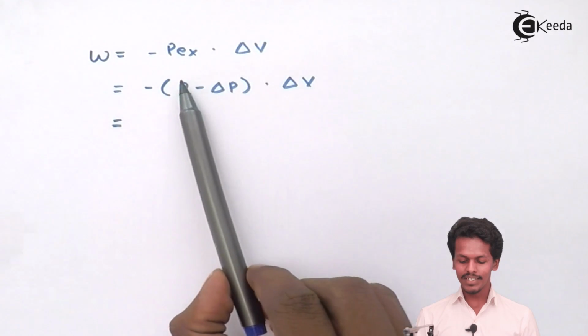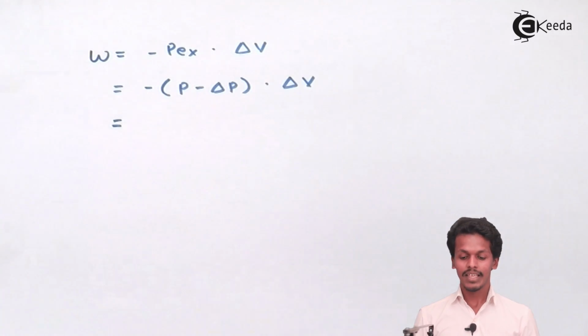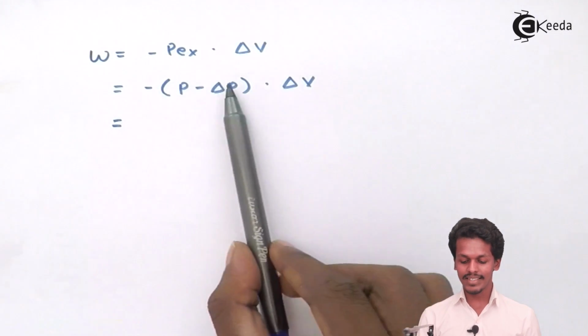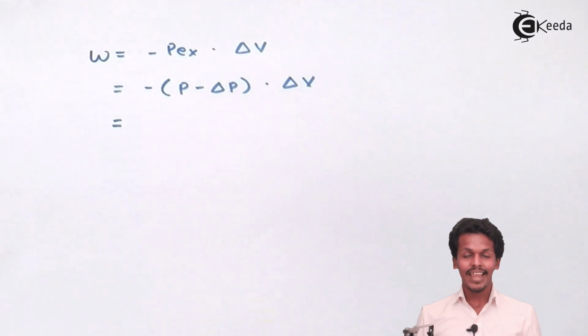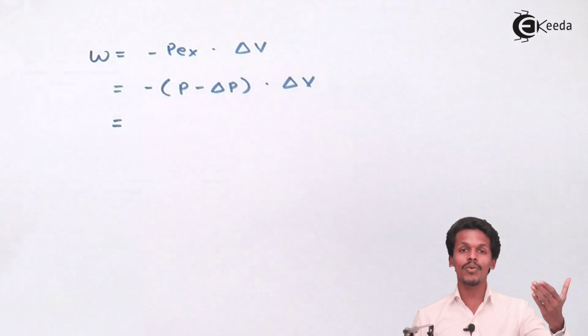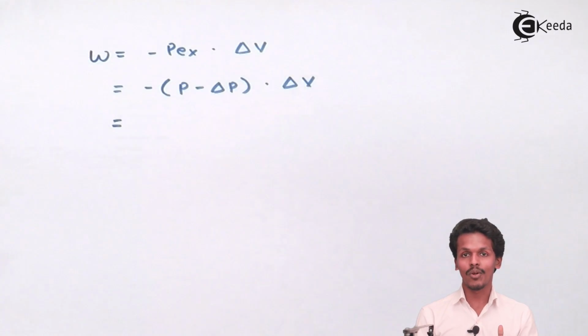This value, that is P minus delta P, will be negative, and this negative value will lead to the overall work being positive. And if the work is positive, that means the surrounding is doing work on the system and the gas will compress. So therefore there is no work done by the system.